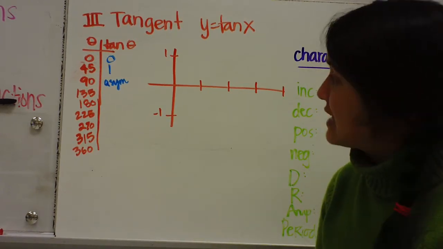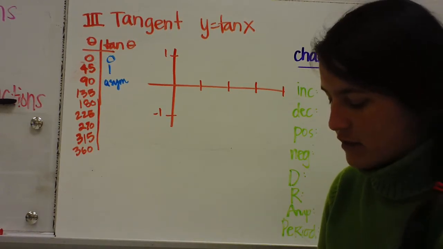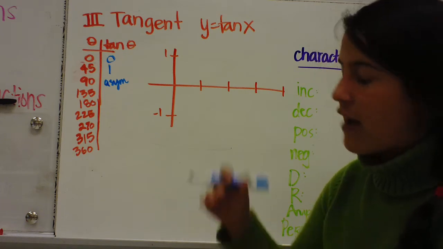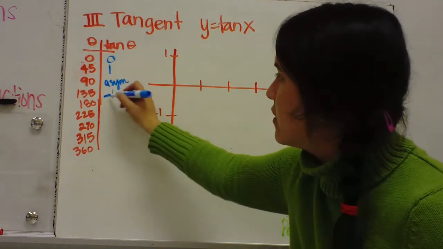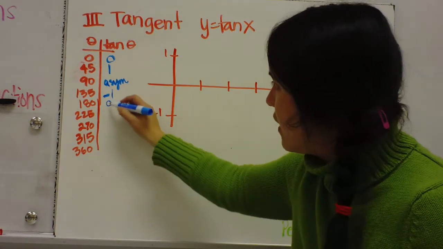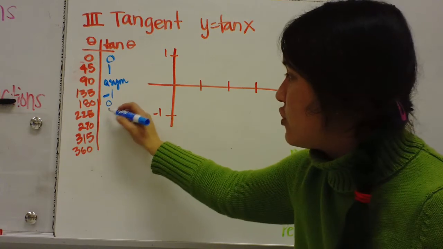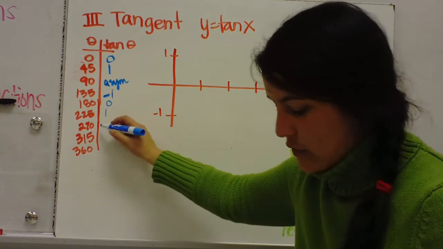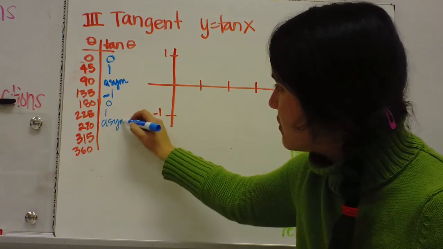Then I would type in again tangent of 135, and I'm going every 45 degrees. Tangent 180 is 0. Another 45 degrees, tangent of 225 is 1. And then 270 is going to be an asymptote.